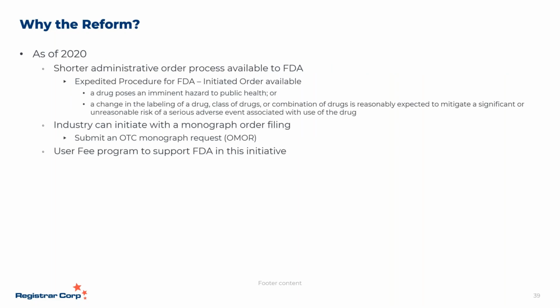Now, with the user fee program in place, there is a mechanism for monographs to be issued in a shorter or an expedited route with the administrative order process. FDA can initiate an order through an expedited procedure that puts it immediately into effect for a drug that poses an imminent hazard to public health, or a change in labeling of a drug, class of drugs, or combination of drugs that is reasonably expected to mitigate a significant or unreasonable risk of serious adverse event associated with the use of the drug. The public will still have an opportunity to provide comment.